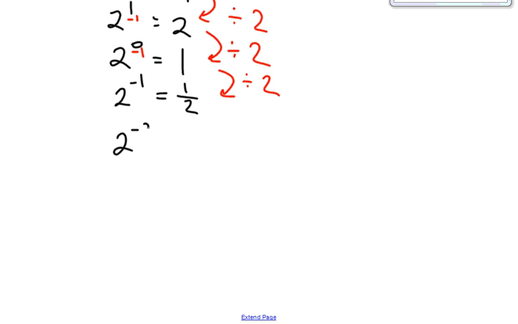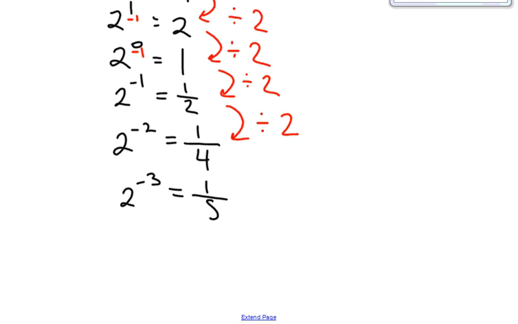Let's continue on here. 2 to the negative 2 would be 1 over 2 squared, which is 1 over 4. Or you can think of this pattern: if I divide by 2 again, 1 half divided by 2 is 1/4. Continuing on, what do you think 2 to the negative 3 would be? That would be 1/4 divided by 2 again, so that would be 1/8. Let's do one more. 2 to the negative 4th, 1/8 divided by 2 would be 1/16.